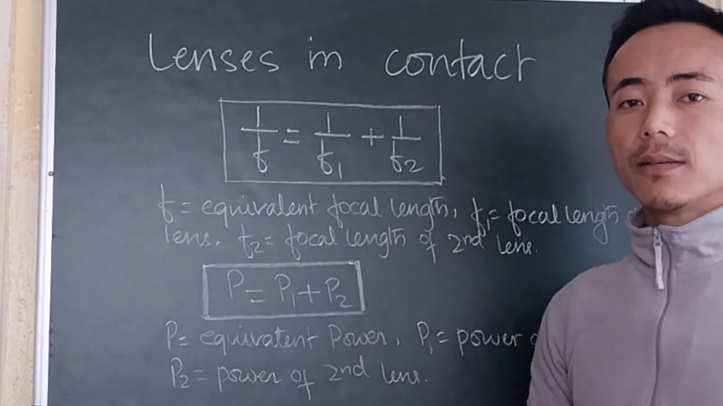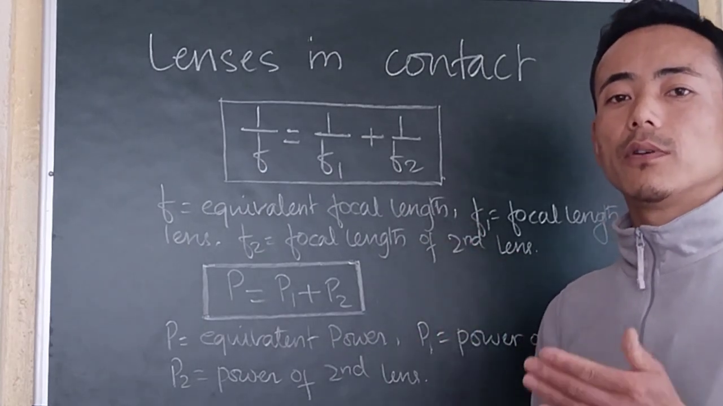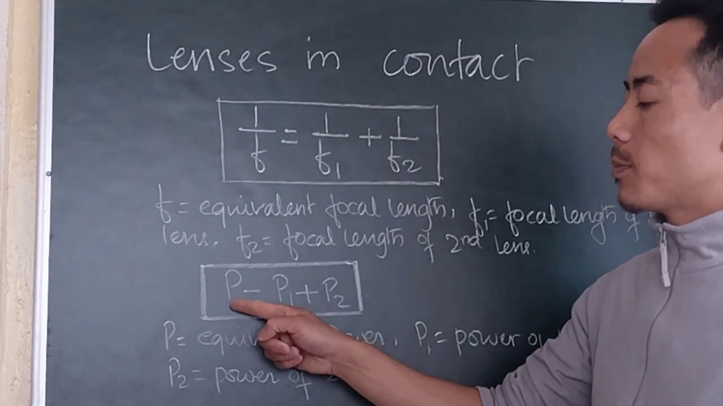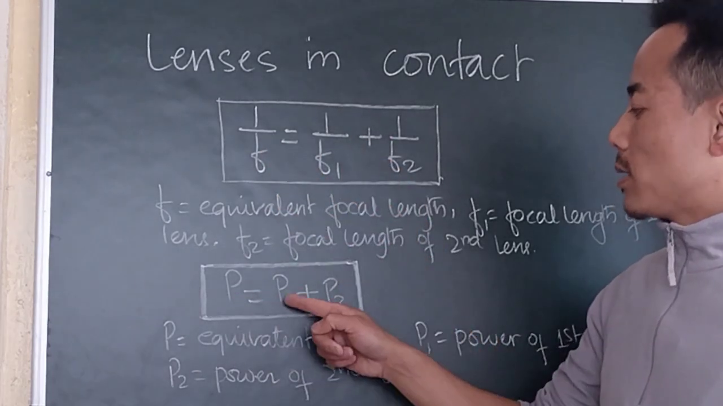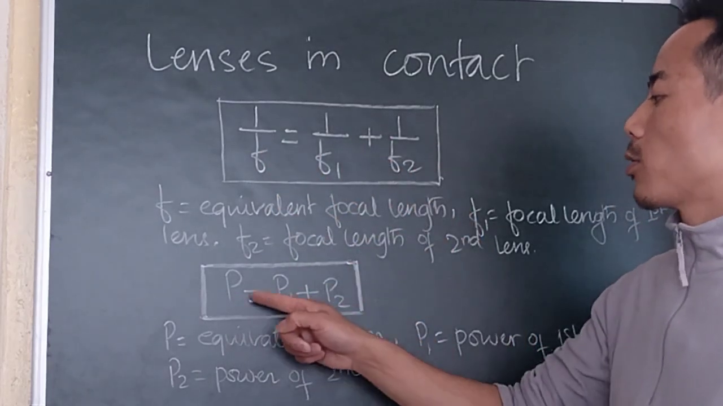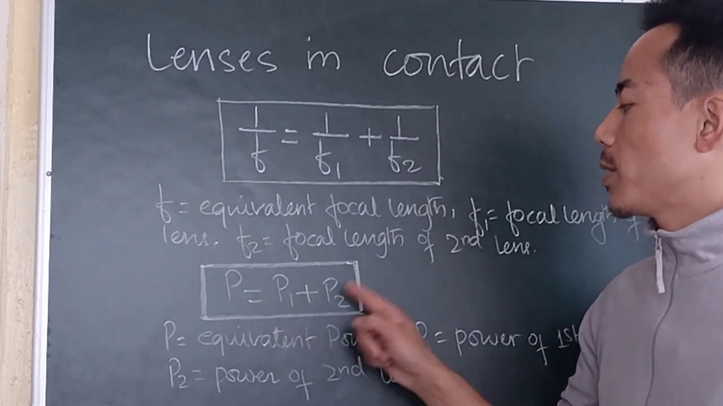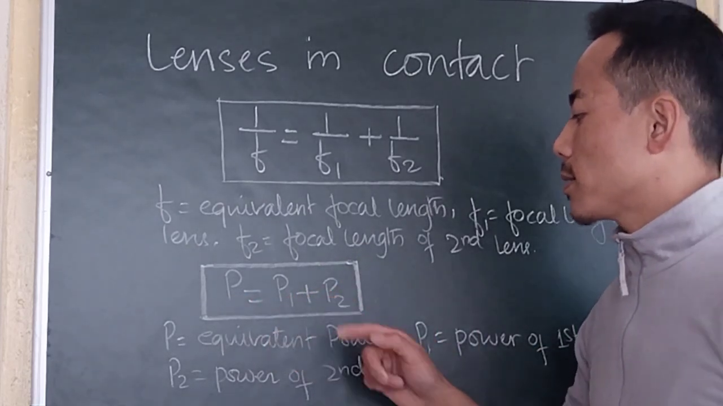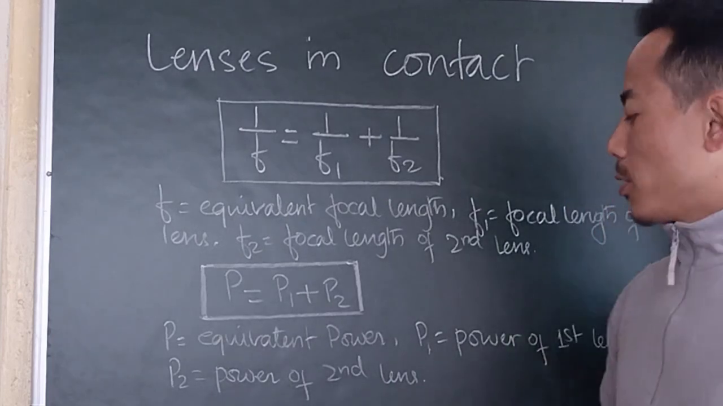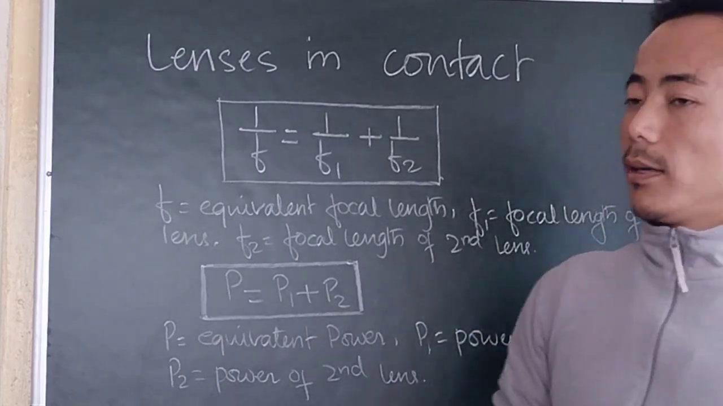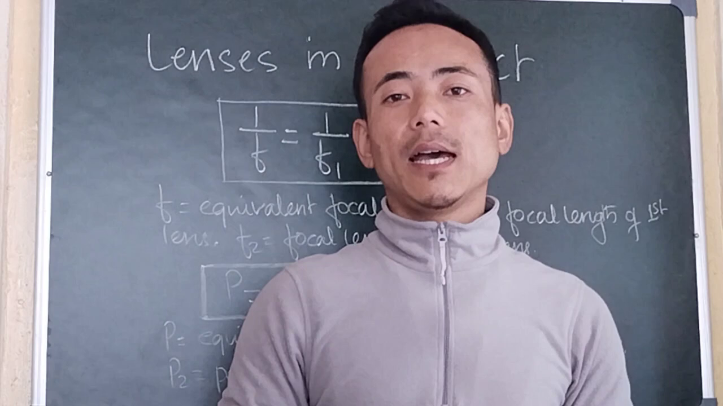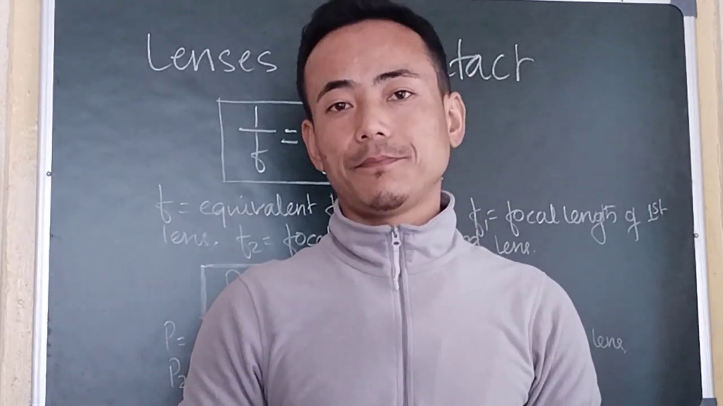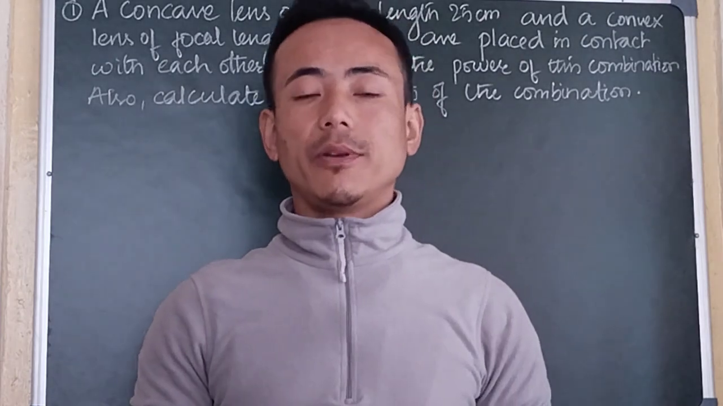Now if you have to calculate the equivalent power of the two lenses kept in contact, then simply 1 by f is nothing but P, 1 by f1 is P1, 1 by f2 is P2. So the equivalent power P will be equal to P1 plus P2. That means you have to take the sum of the powers of the two lenses. So using this formula, we can calculate the equivalent focal length and equivalent power of the two lenses kept in contact. This is the first question for combination of lenses.